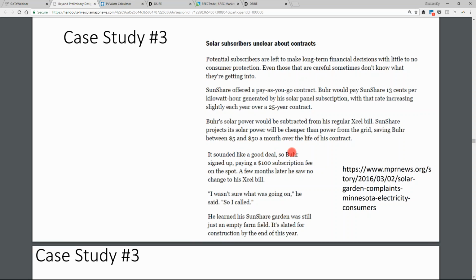Well, anyway, to the customer, it sounded like something he was interested in, so he paid his subscription fee, and then he saw no change to his bill. So he said, "What's going on?" And it turned out the project hadn't been built yet. And so the reason why I point that out is here's a case where they're signing up customers ahead of the project, whereas in Middleburg, Tennessee, we saw they already had the power purchasing agreement in place, ironclad with the TVA, and so they could go ahead and develop the project with a starting investor and then sign up the customers after the fact.